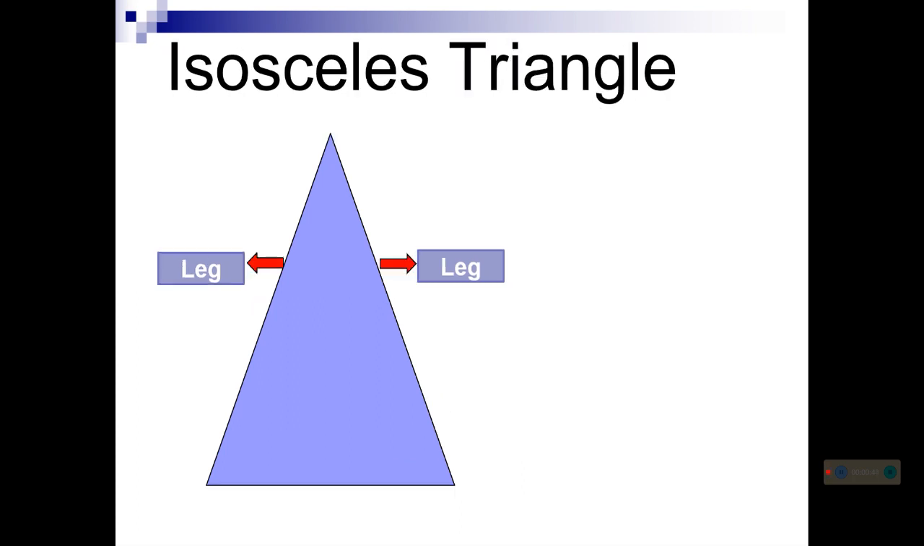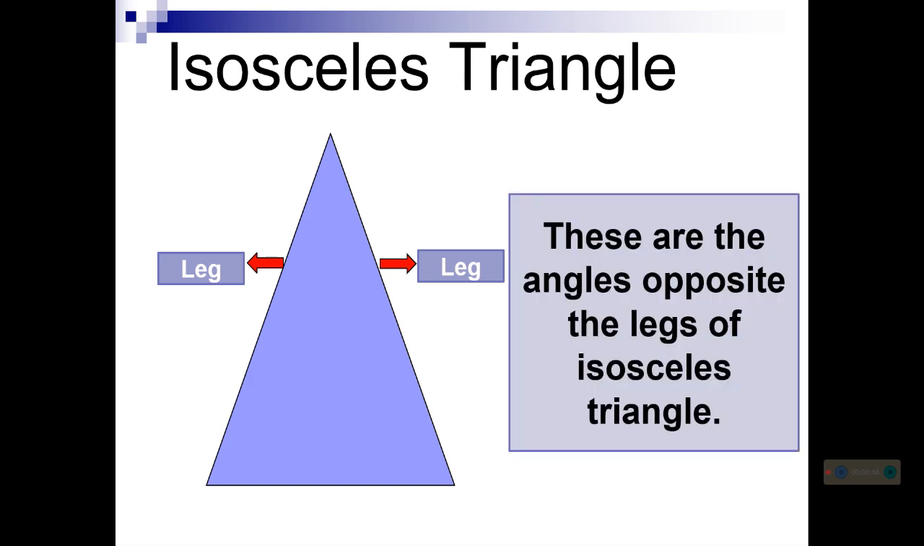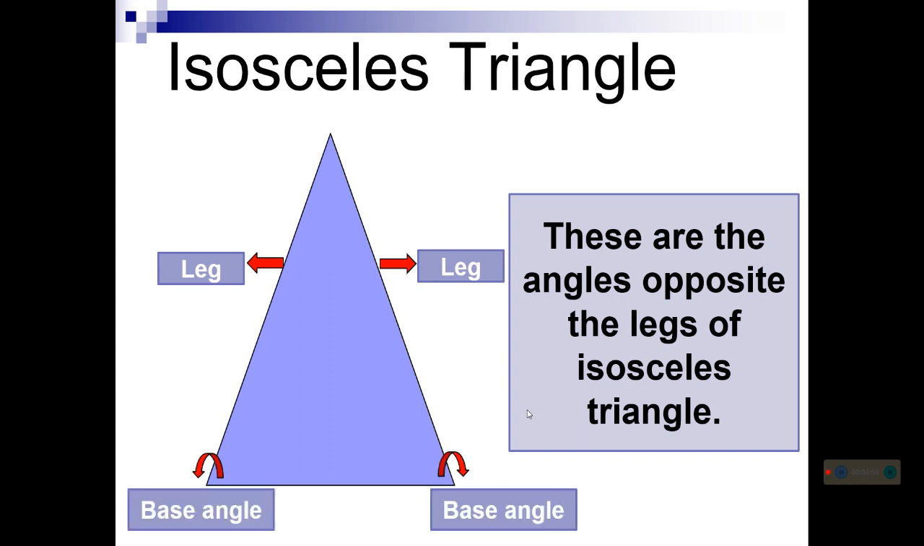Next description: these are the angles opposite the legs of an isosceles triangle. What do you call those angles? Yes, they are the base angles. So we have here two base angles.